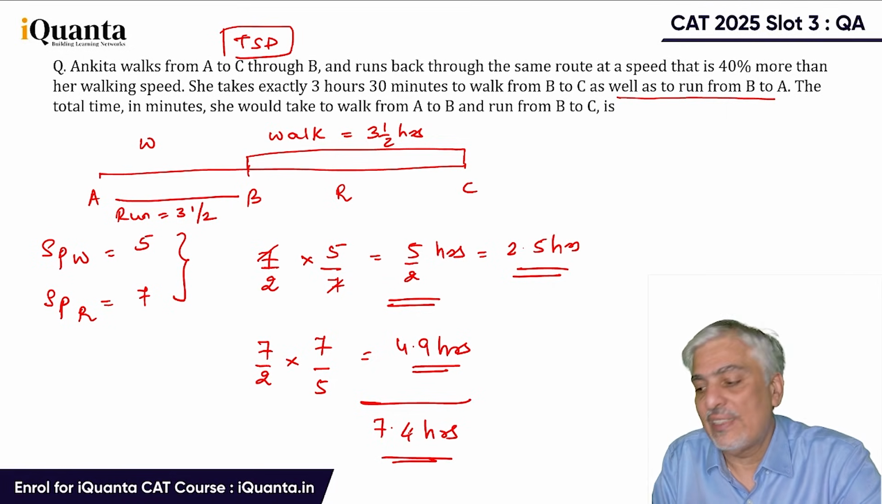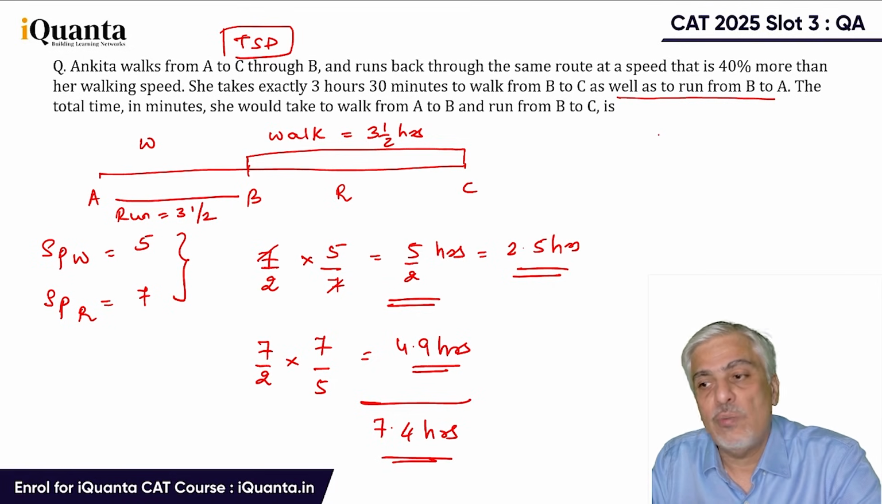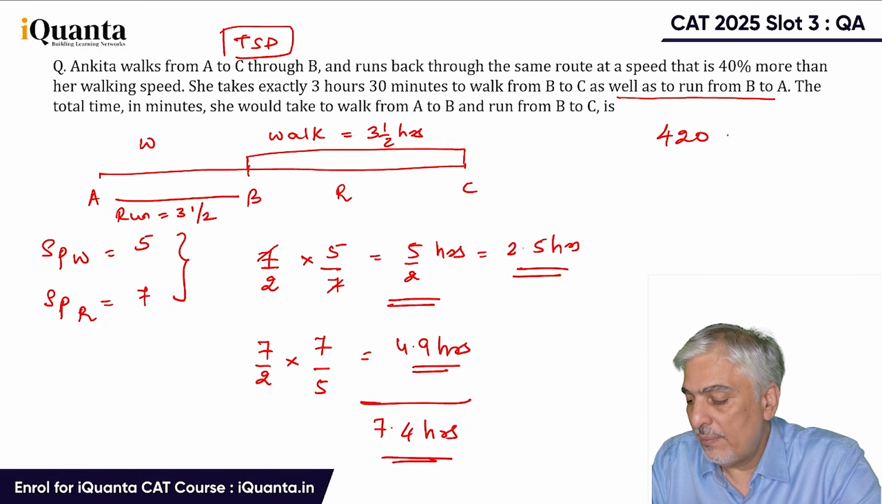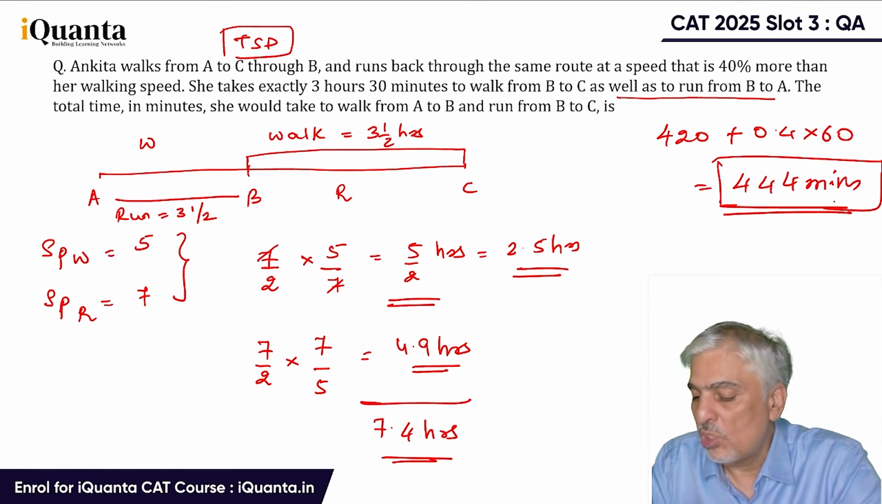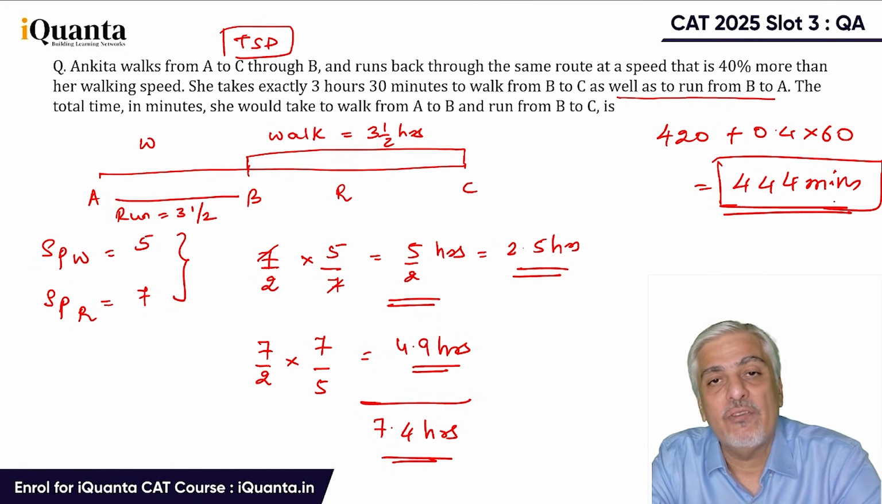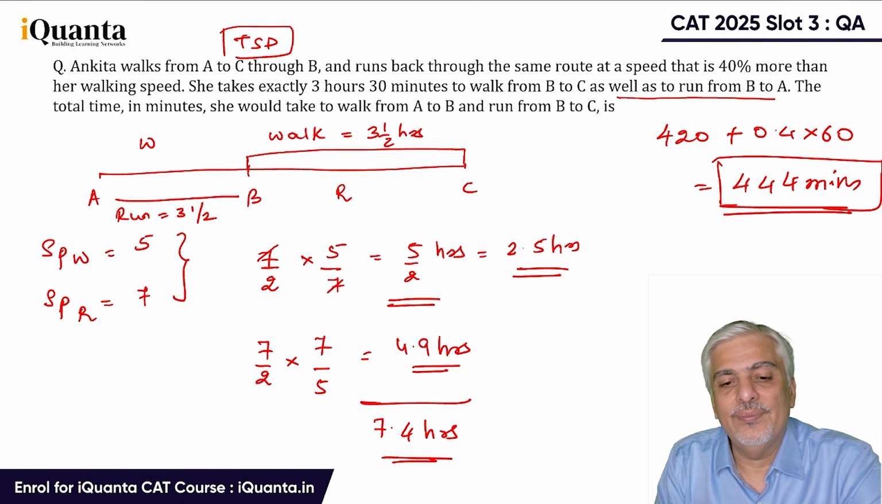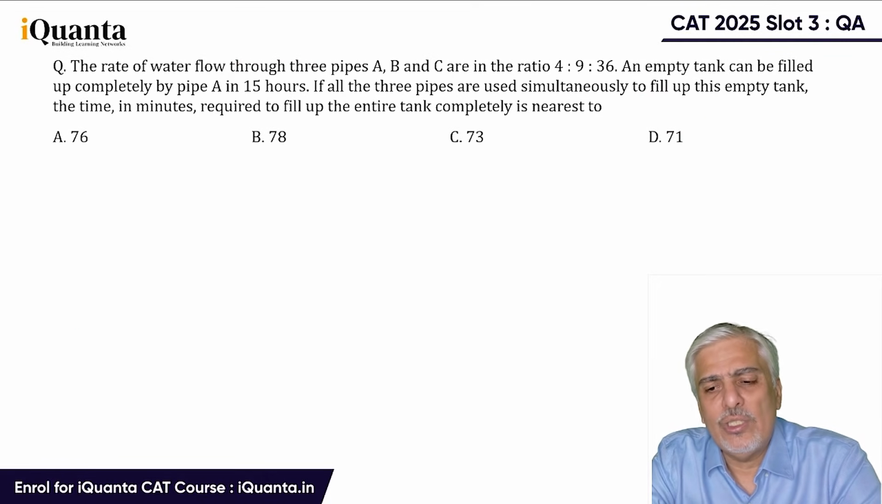Remember, they've asked the answer in minutes. 7 hours will be 420 minutes plus 0.4 hours will be 0.4 into 60, which will be 24 minutes. So answer will be 444 minutes. As I said, the issue in this question was more about understanding that part carefully. Let's have a look at the next question.